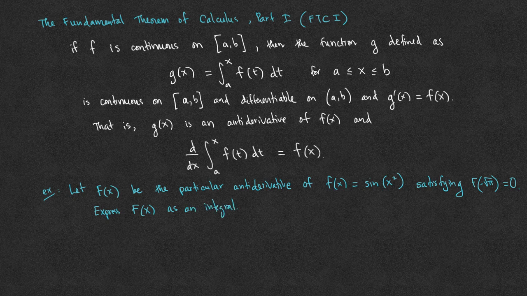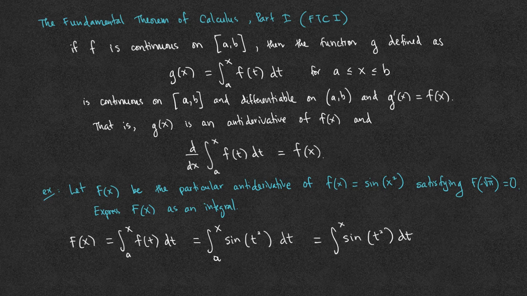Using the fundamental theorem of calculus, we start with F(x) equals the integral from a to x of f(t) dt, but f(x) is sine of x squared, and so f(t) is sine of t squared. And so it is the integral from a to x of sine of t squared dt, but F(negative root pi) is 0, and so a is negative root pi.